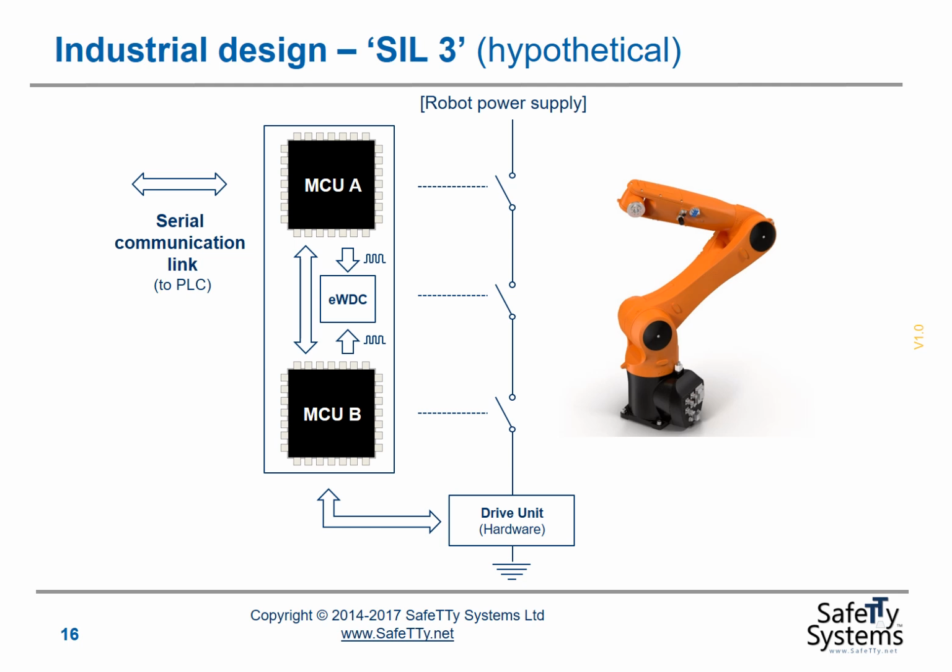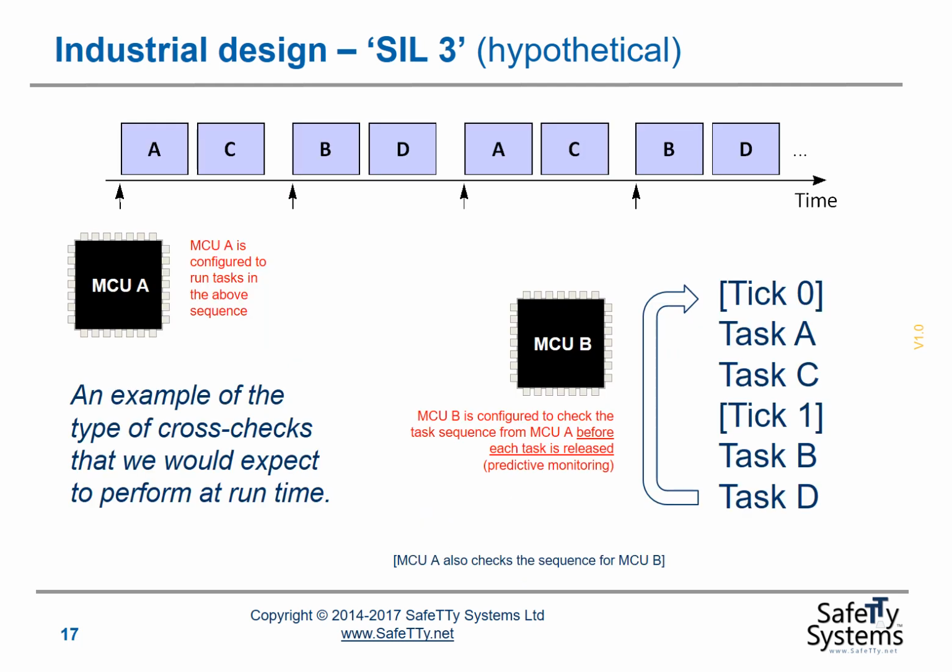We've looked at various examples during this course. One example of the checks that are carried out in such a platform, as we've discussed, is that we will have each microcontroller perform cross-checks to ensure that the tasks being released on the other microcontroller are as expected. This provides very powerful predictive monitoring capabilities for a TT design.